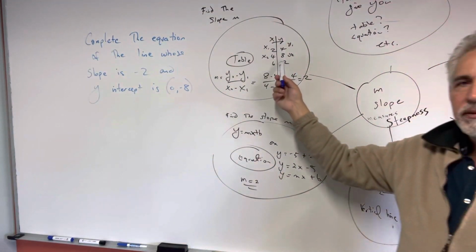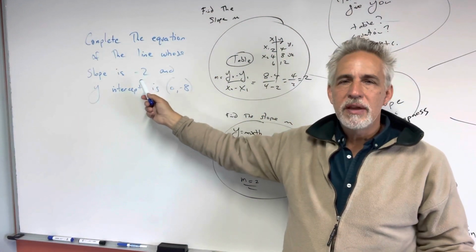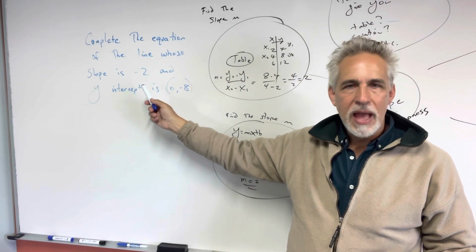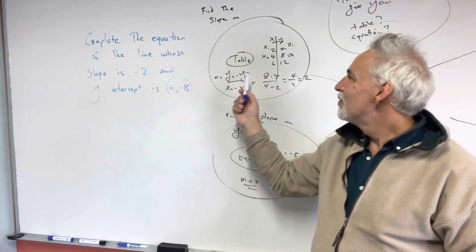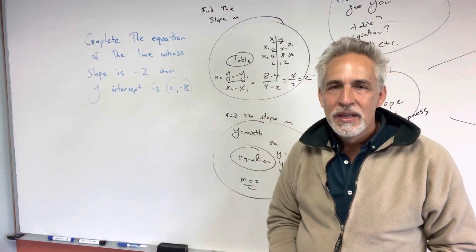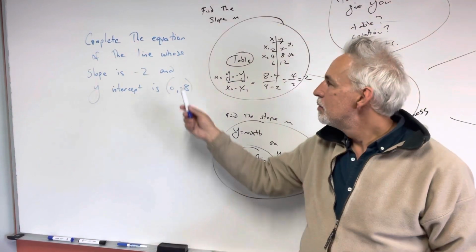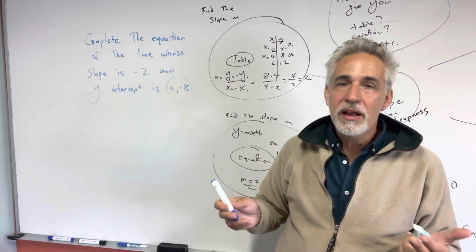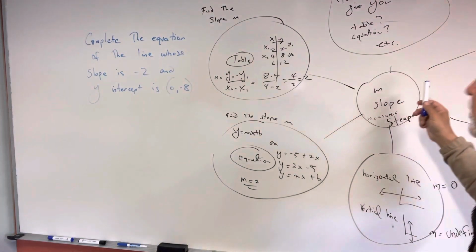If you look at this and you think, well, what is this problem giving me? Is it giving me a table? Absolutely not. There's no table there. So we're not going to deal with anything in that bubble. Is it giving me 2 points? No, it gave me 1 point. So it's not going to be in that bubble, which you can't see, but it's over here.